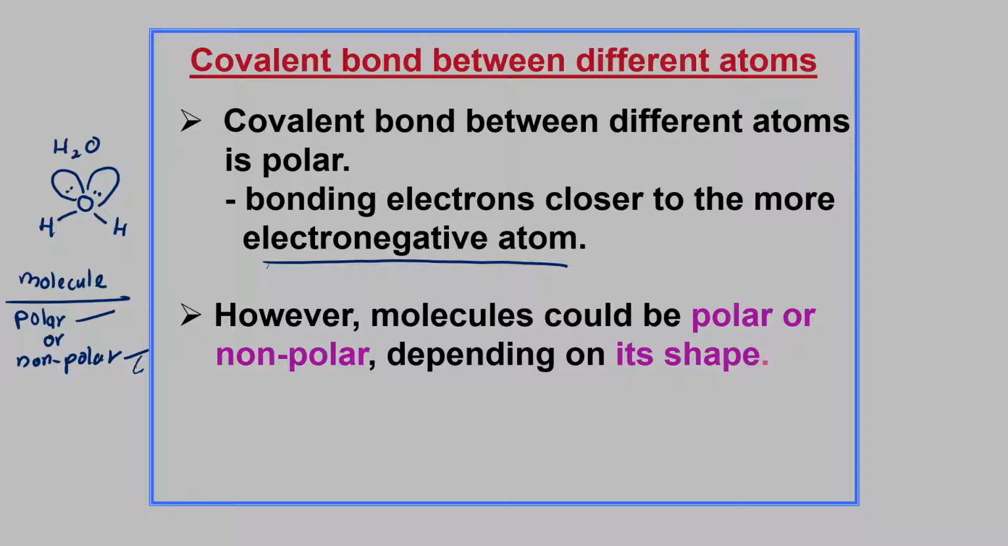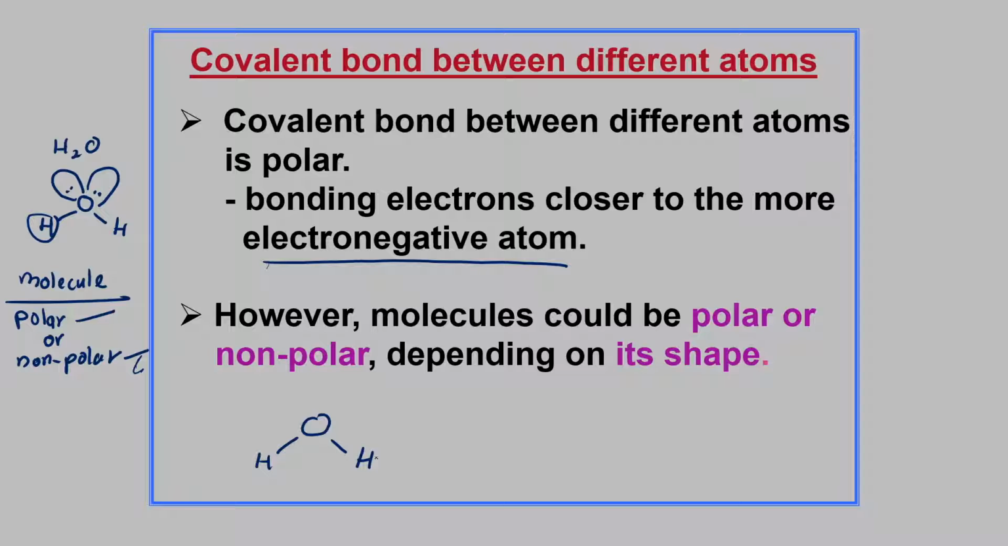Is it polar? Yes. Why is it polar? If you look, we have hydrogen and oxygen. Oxygen is very electronegative and hydrogen is very electropositive. So let me show you like this, without the lone pairs.